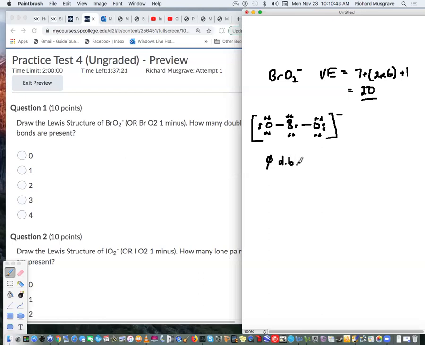If you were asked about non-bonding electron pairs or lone pairs, it would be 1, 2, 3, 4, 5, 6, 7, 8. Does anybody have any questions so far?